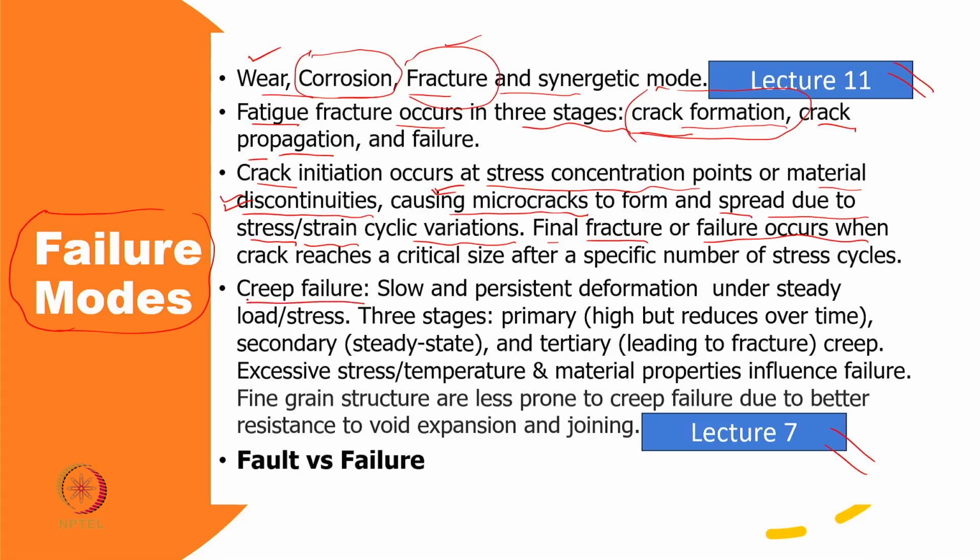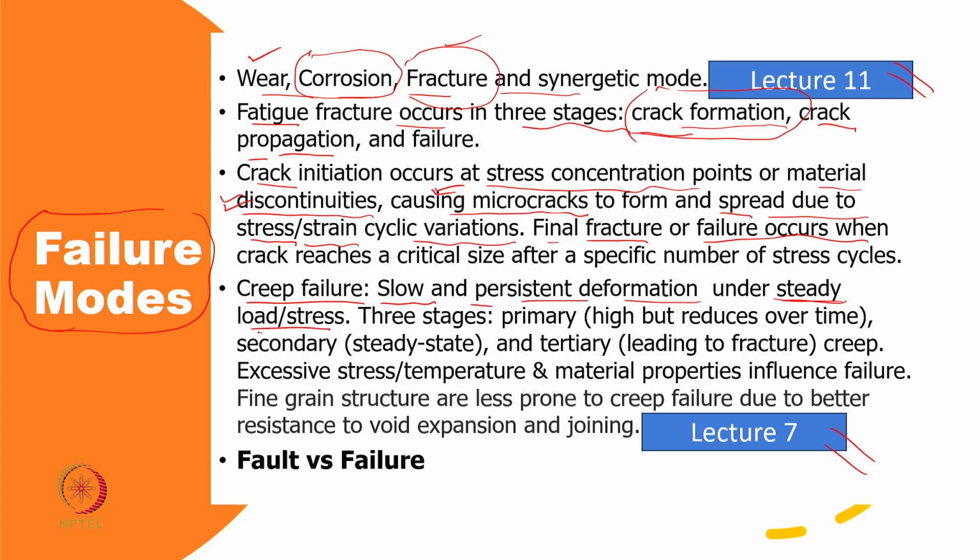We also studied something like a creep failure. Creep is basically slow. It does not happen immediately, the way corrosion does not happen immediately; it is a slow process. Similarly, creep is also a slow process. So, slow and persistent deformation: there will be continuous strain and continuous deformation, even when the load is not varying at all.